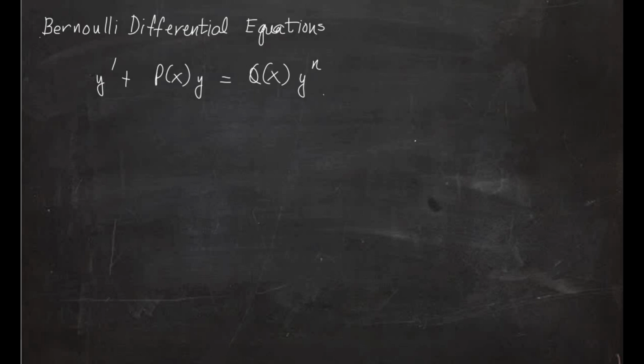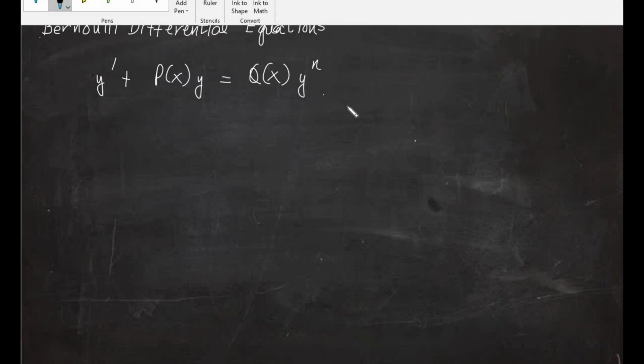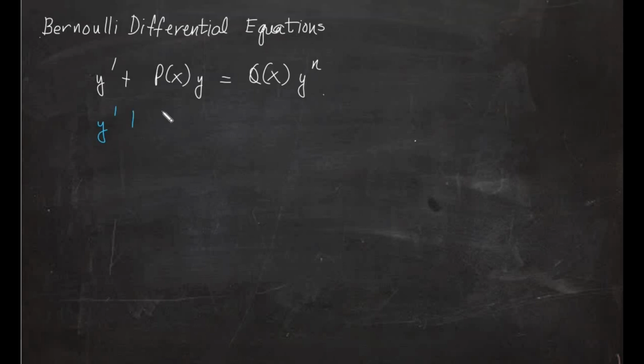Now in the previous video, we discussed linear differential equations, and the difference is, for a linear differential equation, the standard form is just this one. There is no y raised to n, and we discussed how to use the integrating factor to solve linear differential equations. So we're now in the case wherein we have an extra factor, which is y raised to n. So what will we do if we encounter Bernoulli differential equations, or simply Bernoulli equations?